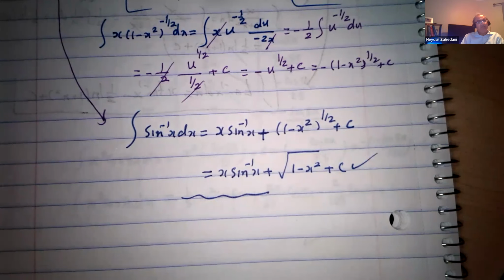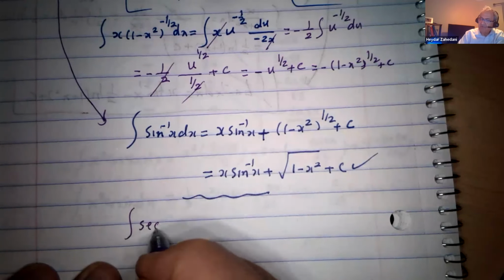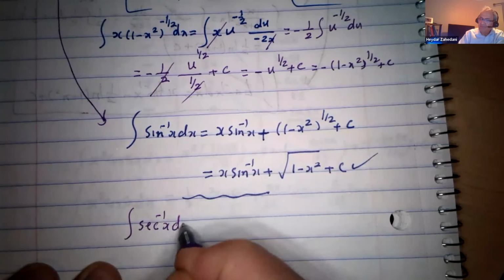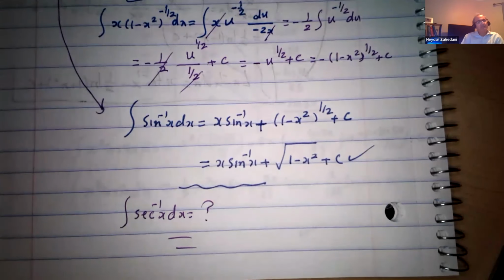Okay, for the secant, you have to wait. You cannot do it now. There is a method that we cannot use. So we make a note, but we leave it for when we get to the next section, then we're able to do the secant inverse.